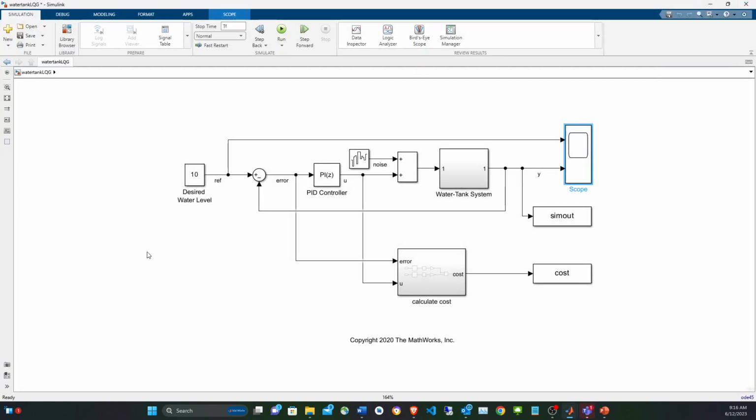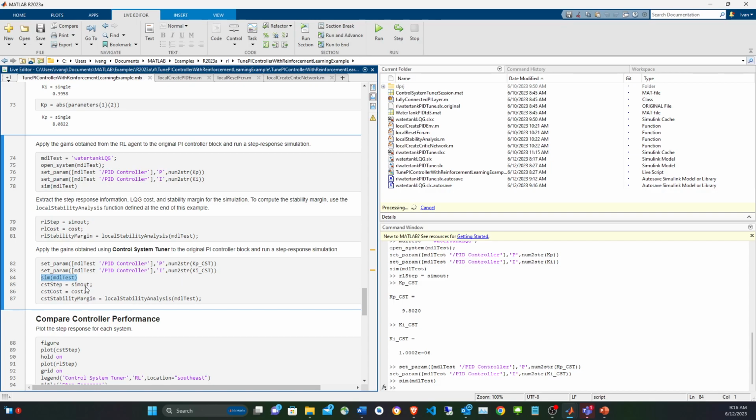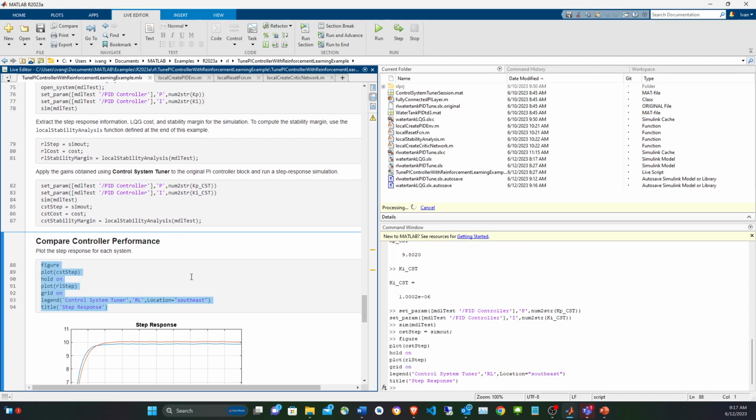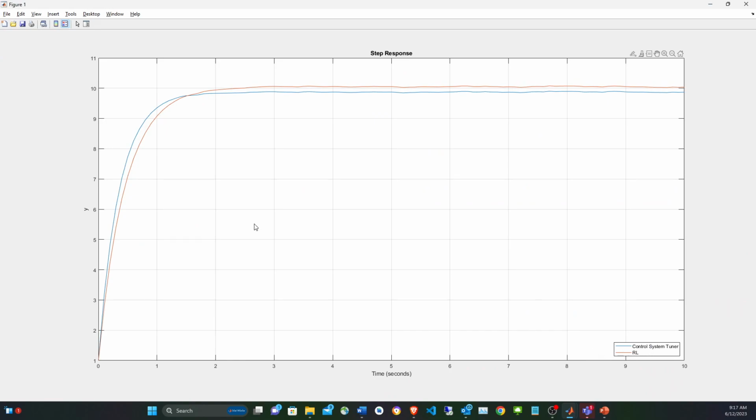Okay, now let's compare with a plot, one next to the other. The simulation output we're going to save in the classical optimization variable, and then let's just plot it. So we can see here the reinforcement learning is in red and the control system tuner is in blue. And you can see that the classical one did not get close to the desired water level, while the other one really gets closer to it. But the classical optimizer converges quicker than the reinforcement learning one.